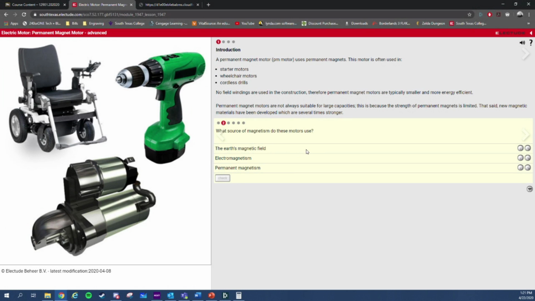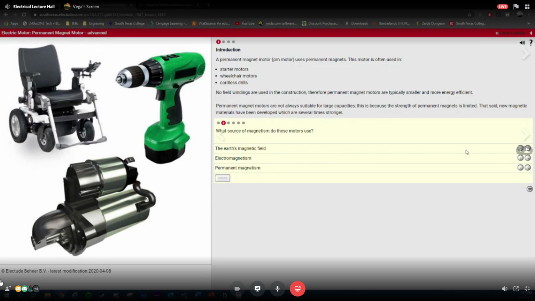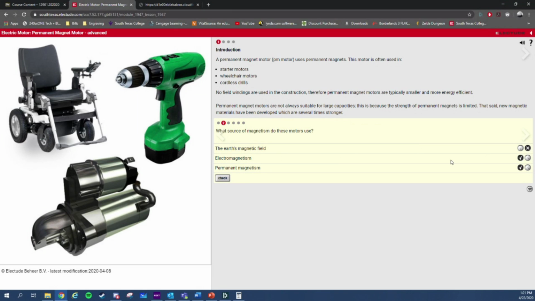What source of magnetism do these motors use? They use the permanent magnet. I think it's Earth's magnetic. No, not Earth. Permanent magnetism. Like an actual magnet, like have you ever had a magnet in your hand? That's an earth magnet. It's a material that is naturally magnetized. The most common one people know is called magnetite.